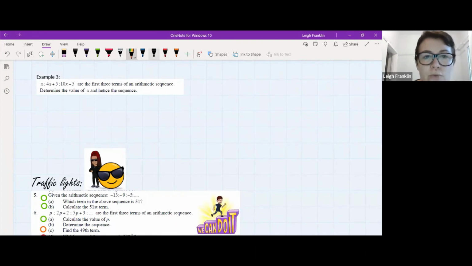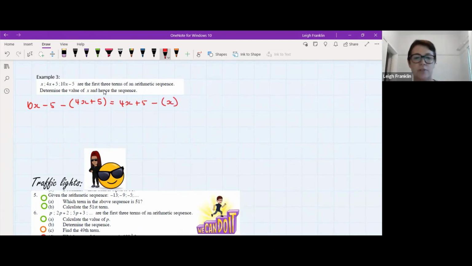So I am going to write that: 10x minus 5, term 3, minus, use brackets, 4x plus 5, term 2, minus, whether I use a bracket here or not, it's not going to make any difference because it's a monomial, but let's just be in the habit of doing that. Now we're going to remove the brackets, collect the x's one side, collect the numbers the other side, and it's like a grade 8 equation.